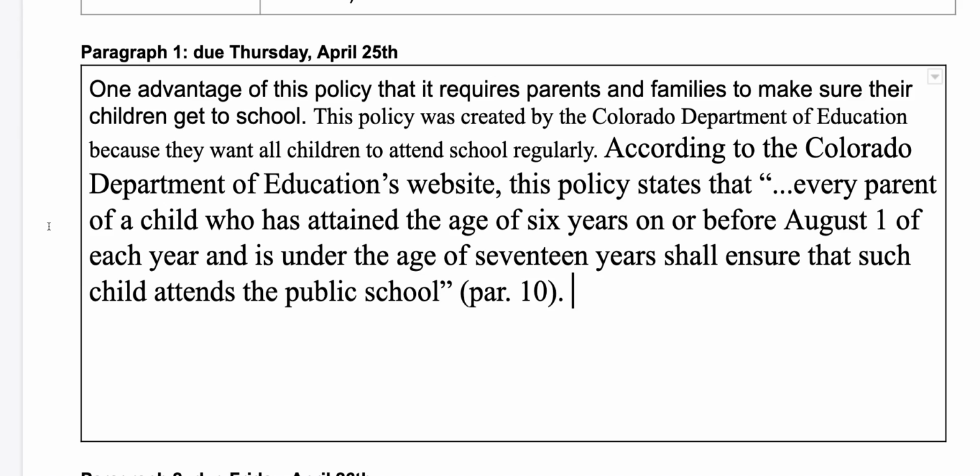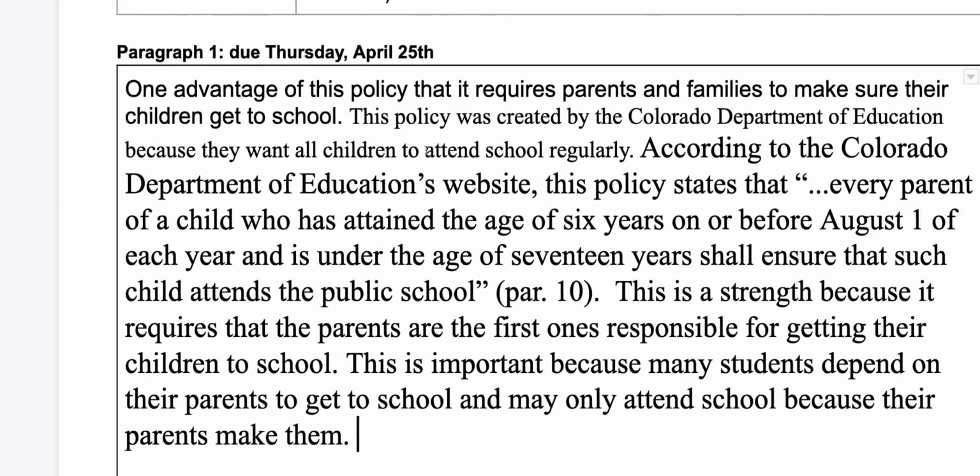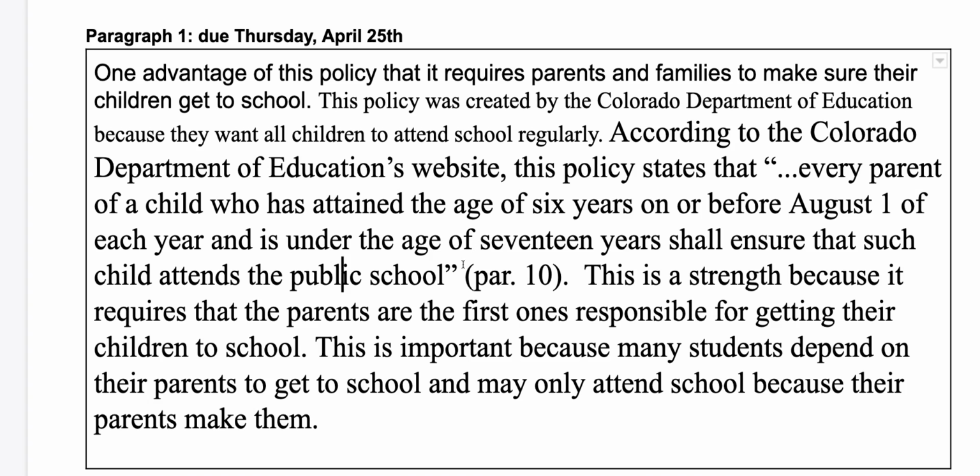So now I just need to write my 2 interpretation sentences. Yes, 2 as in more than 1. Many of you in the problem statement display board only tried to write 1, and that is not enough to fully explain your ideas. So here are my example interpretation sentences explaining how this evidence relates to this assertion. Okay, that's your goal. So I said this is a strength because it requires that the parents are the first ones responsible for getting their children to school. This is important because many students depend on their parents to get to school, and they may only attend school because their parents make them.